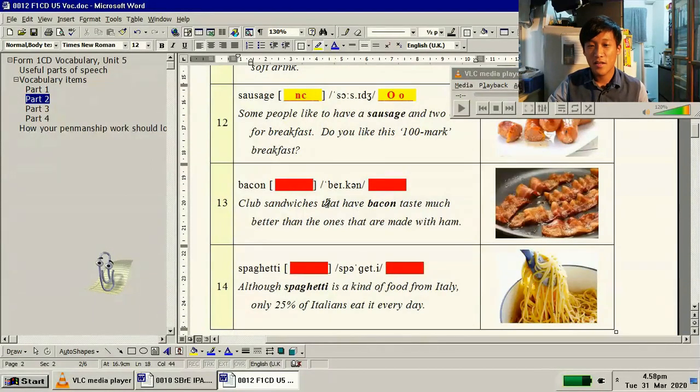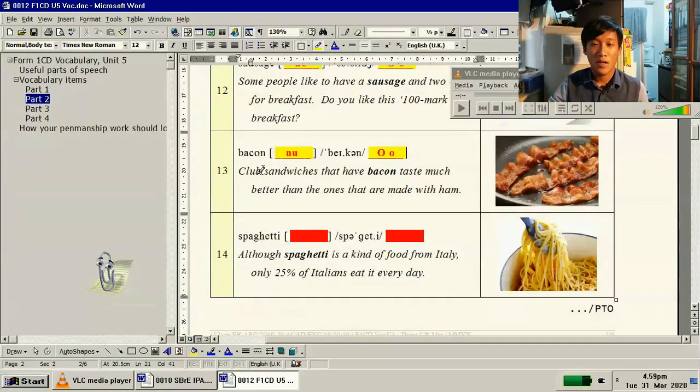Item 13. Have bacon, have this thing. No s, it is an uncountable noun. The stress pattern: the stressed syllable is on the first syllable, so the first syllable will have a higher pitch. The second syllable is unstressed, so it has a lower pitch.